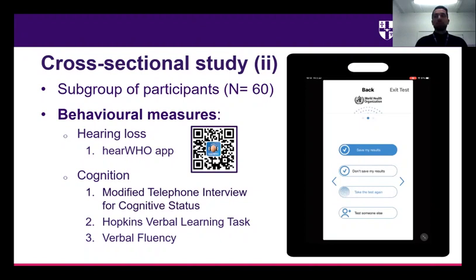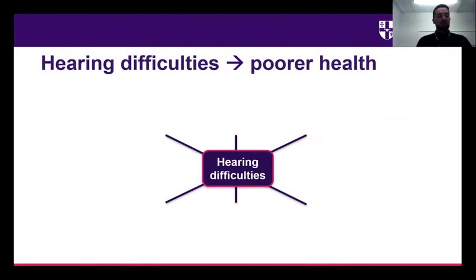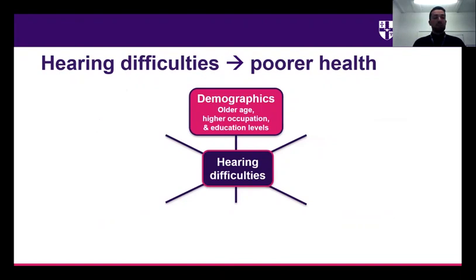So what I'm going to do is present you a very broad overview of our findings from across those studies. So I've got hearing difficulties in the middle of my diagram. And really what I'm going to show you here is what was associated with greater hearing difficulty or hearing loss. So what we found here is that those that both self-reported and had greater hearing loss behaviourally were more likely to be older, which is unsurprising because hearing loss is typically associated with increasing age. They also had a higher occupation and greater educational levels, which is probably a bias in our sample.